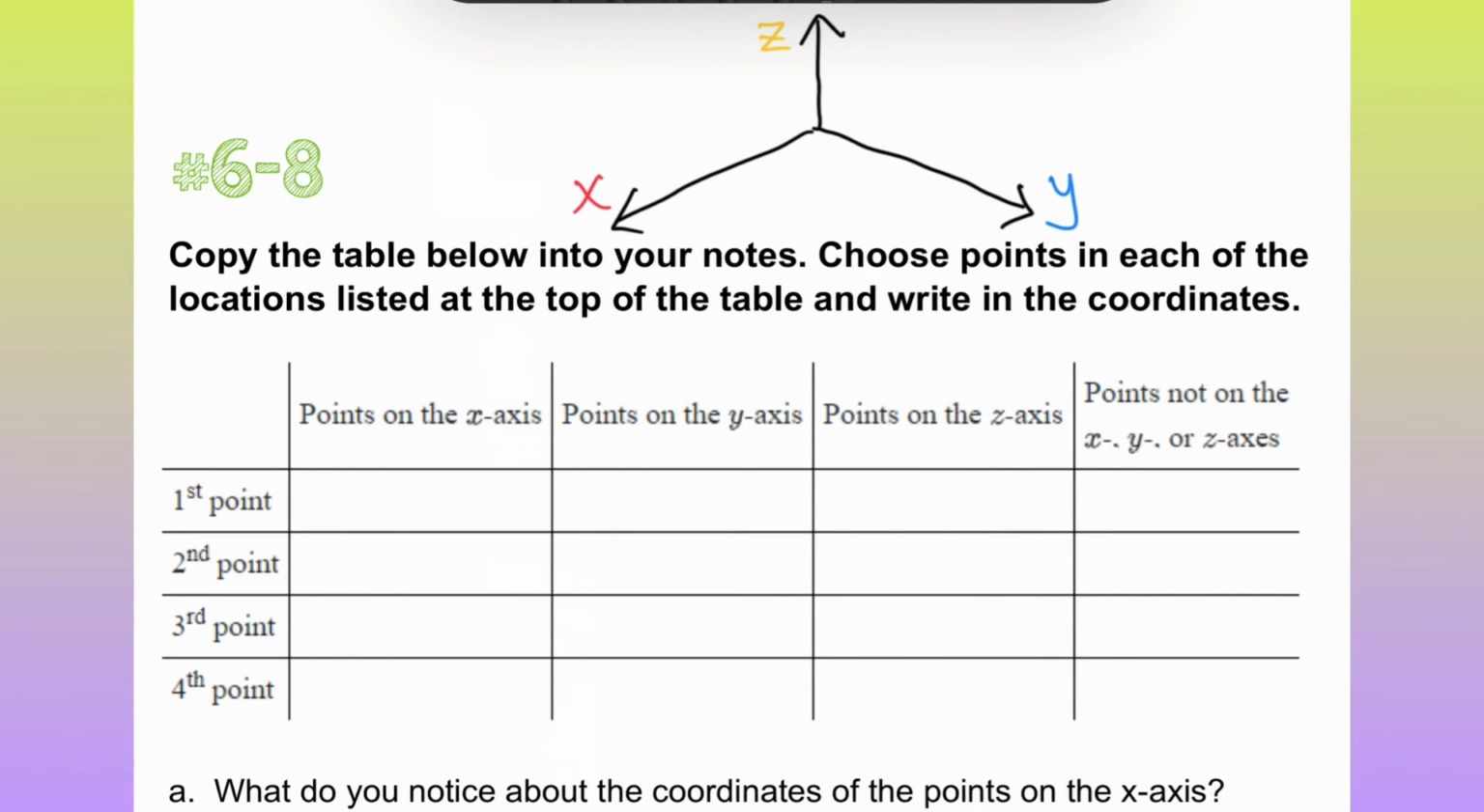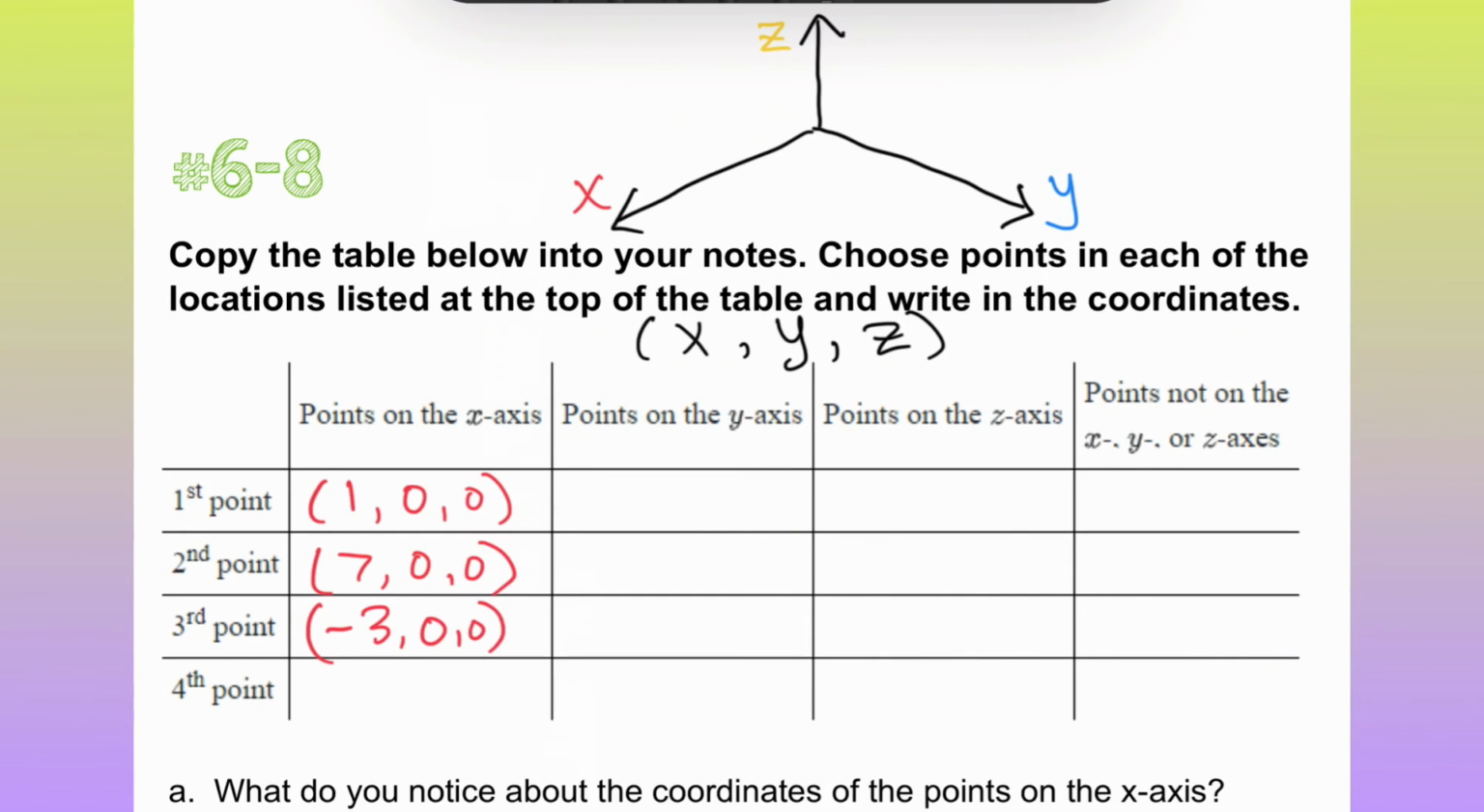So starting, points on the x-axis. So I want it to land on that lower left line where my x-axis is. And again, my points are always x, y, z. So if it's on the x-axis, let's say 1, that means I haven't moved y's, I haven't moved z's, so those are both 0. Same thing with a 7. Now I can also go negative with my x's. And if I look back up at my graph, that's where that dotted line comes in. That shows the negative directionality of an x value in a 3D graph.